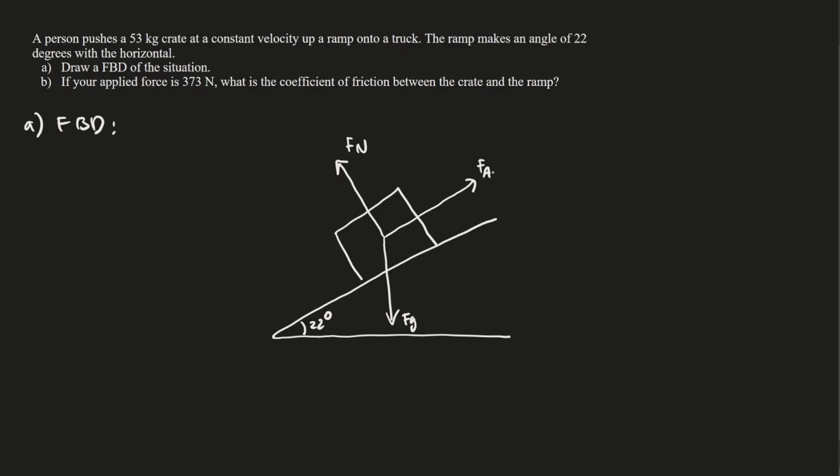And in this particular question, it mentions the coefficient of friction, which means that friction is involved, and friction is always in the direction that opposes motion. And since the crate is moving up the ramp, this means that the force of friction is pointing down the ramp, like so. So this is the force of friction. Specifically, this is kinetic friction because the object is moving. So I'm going to add a subscript K to indicate that it is kinetic friction.